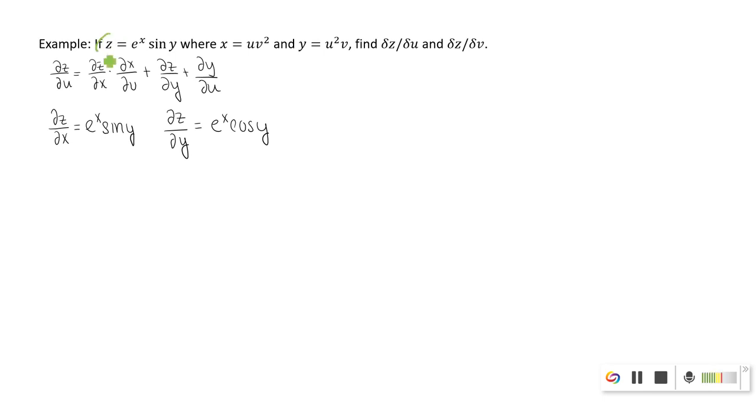So here's my function z, I'll circle it. Take the derivative with respect to x. So derivative of e to the x is e to the x. So I just get e to the x sine of y. Derivative with respect to y is going to be e to the x cosine y.